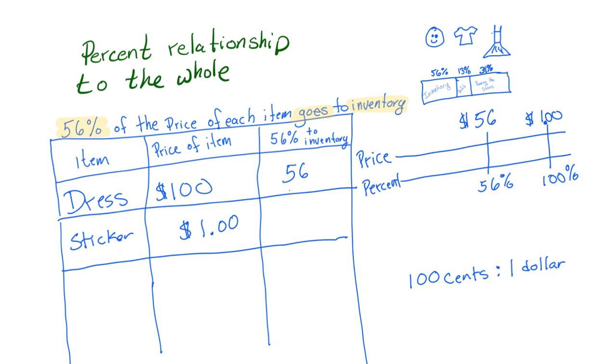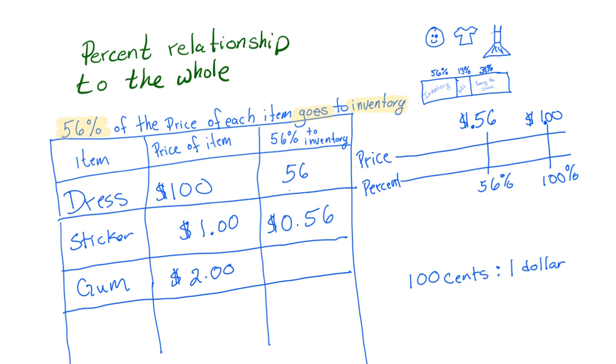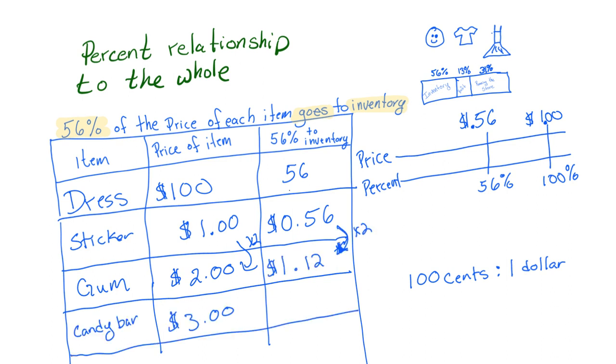Well, then 56% will just be 56 cents. Now, let's say that I have a pack of gum. Then it would make sense to say, well, if I'm making my total price go up by 2, then what 56% would be would also go up by 2. And if I had a candy bar that was going to be $3, well, then that would just be scaling this one up by 3. So then I could also scale this one up by 3.